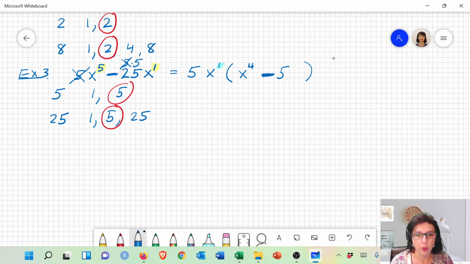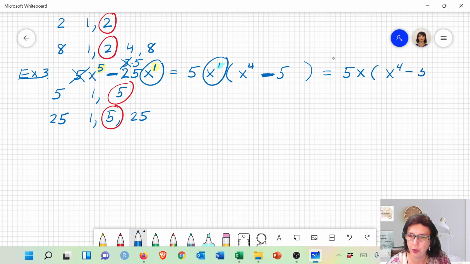Now what is going to happen with x to the 1? Compare that with this x to the 1. When you subtract the powers, that's 0, right? So we don't have anything else. So that's really our final answer. The only thing I'm going to do is put 5x, and then I have x to the 4th minus 5, and that's going to be my final answer.